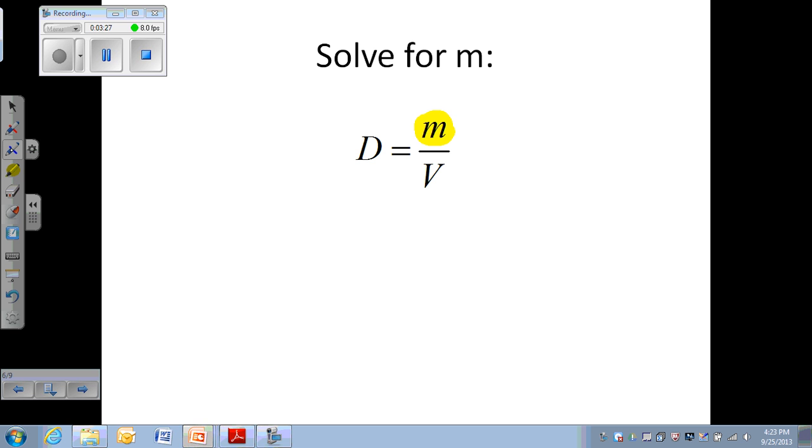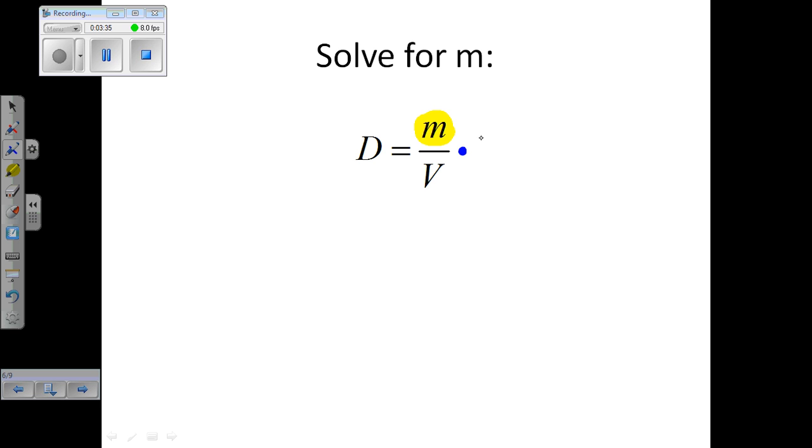In order to do that, I have to get rid of this divided by v. To get rid of division, we do the opposite, the inverse operation, which is multiplication. So I'm going to multiply by v. And of course, if I do it on one side, I have to do it on the other side. So I end up with the formula m is equal to v times d, or d times v. And now I know that to find mass, I would multiply the volume by the density. So this is what literal equations are used for. We're basically rearranging a formula so that we have the variable isolated that we want.